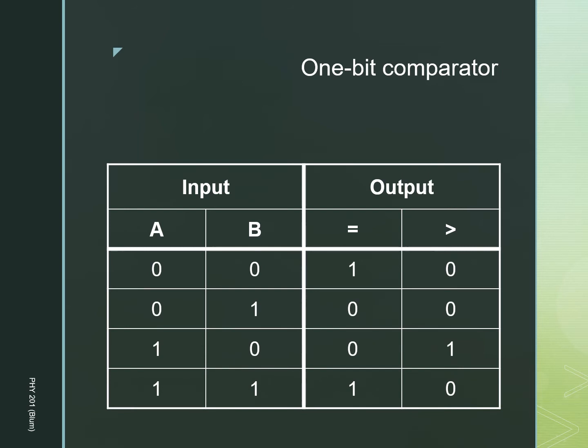So I have a number A and a number B, and they are both single-bit numbers, and so I can write out the truth table, all the possibilities. 0, 0, 0, 1, 1, 0, 1, 1. Then I have two outputs, the equality output and the greater than output. When A and B are both zeros, they are equal. When A and B are both ones, they're equal, and otherwise they are not equal. So the equality output is 1, 0, 0, 1. The A greater than B output is a 1 when A is a 1 and B is a 0. Otherwise, it's false that A is greater than B.